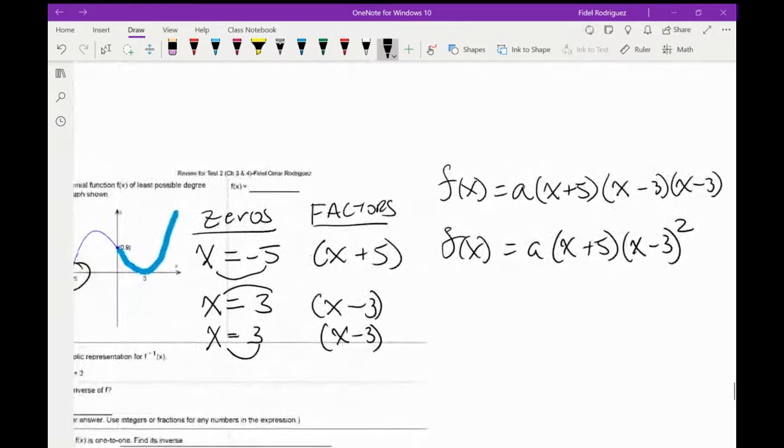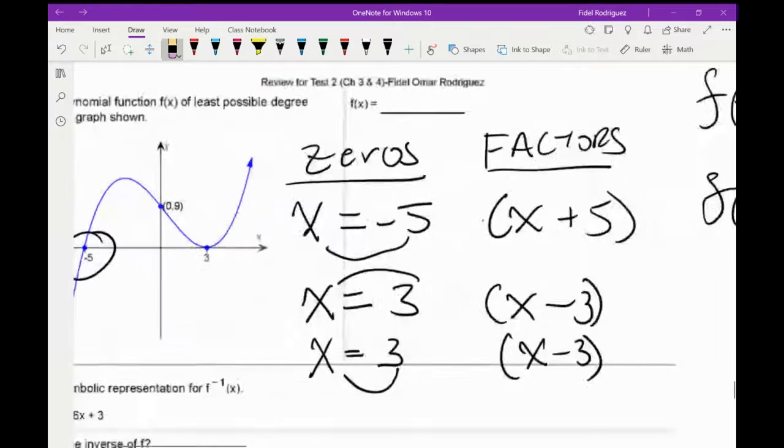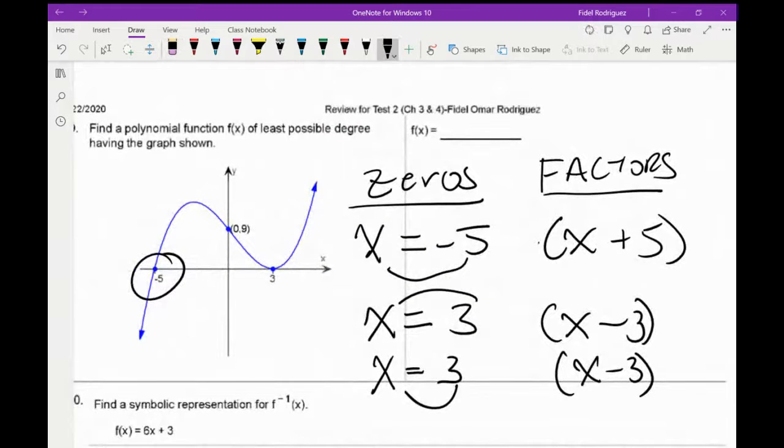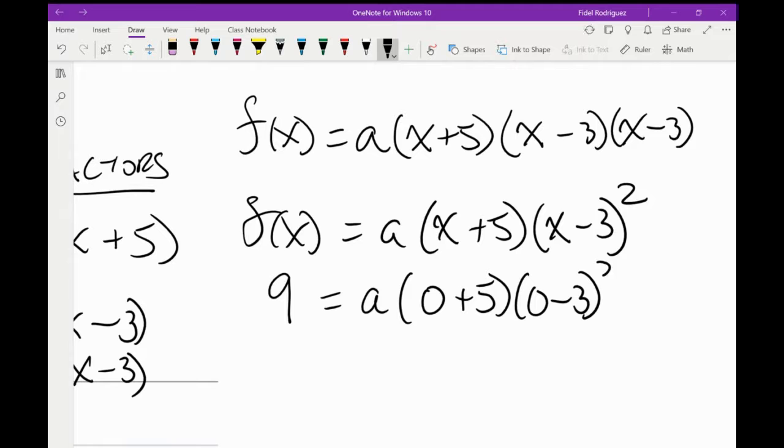And then at this step, the only other thing you'd have to do is we'd come back to my picture, right? And I'm going to erase that thick part right there. And I'm going to do a little zoom in. And when I get to this part right here, I'm going to say, look, remember, that's in the form x and y. So x is 0 and y is 9. So then the only thing I would do here is I'd put a 9 equals a. I put a 0 plus 5. I put a 0 minus 3 squared. And I'll give you a hint.